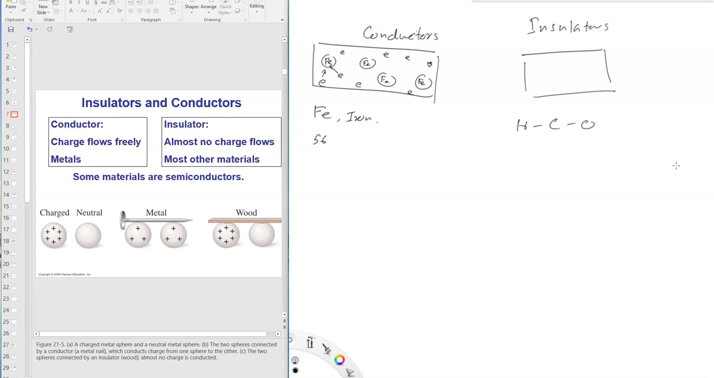If you look at the diagram here, you see that there's a charged sphere, positively charged, and there's a neutral sphere. You place a piece of metal, in this case a metal nail, an iron nail. So the charge gets distributed. We know that positive charge is not going to move, only the negative charges move, but for the sake of explaining this, you can think of a couple of positive charges going through the nail and coming to the other side. You try to do the same thing with a piece of wood, nothing will happen because wood is an insulator.